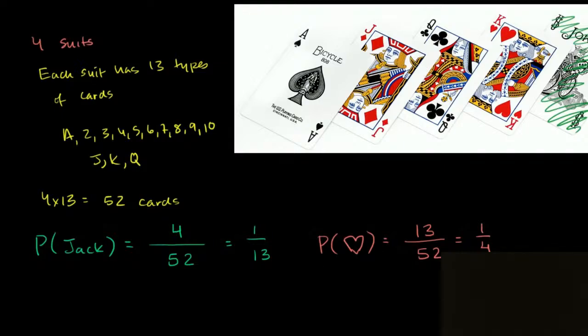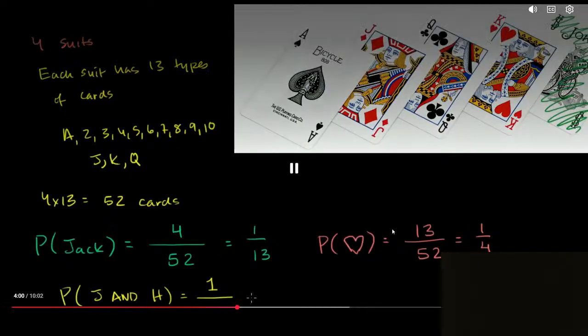Now let's do something a little bit more interesting, or maybe it's a little obvious. What's the probability that I pick something that is a jack and it is a heart? Well, if you're reasonably familiar with cards, you'll know that there's only one card that is both a jack and a heart. It is literally the jack of hearts. So what is the probability that we pick the exact card, the jack of hearts? There's only one card that meets this criteria, and there are 52 possible cards.